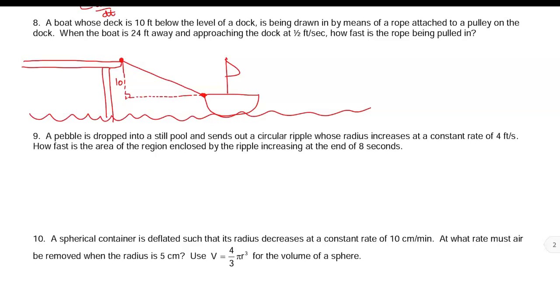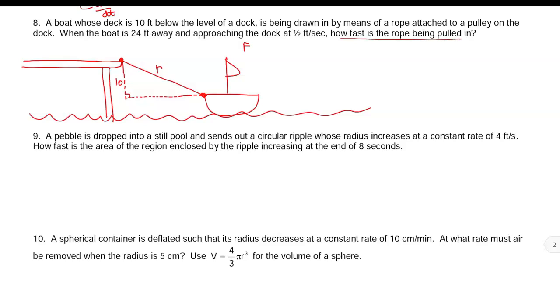And the rope is being drawn in. So I'm going to label rope with an R. So being drawn in, that means the rope is changing length. And so it's going to be a dr dt to describe the change in the length of that rope. When the boat is 24 feet away and approaching the dock at a half foot per second, how fast is the rope being pulled in? So how fast is the rope being pulled in?